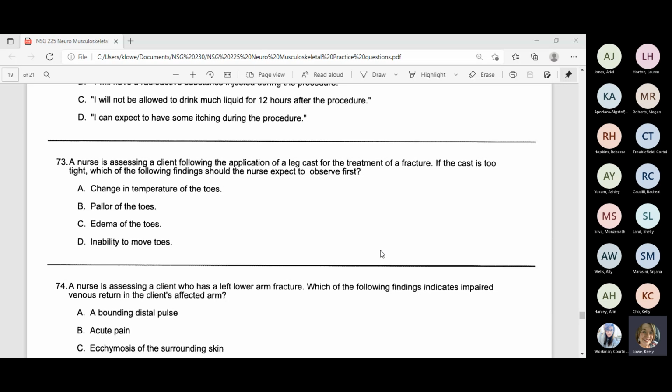So I think kind of the rationale behind that too is that the color that we see is the blood flow that goes to the tissues all the way out to the external skin. So the first thing that's going to be compressed is going to be those outer tissues that would affect skin color. So it'd be pallor of the toes.